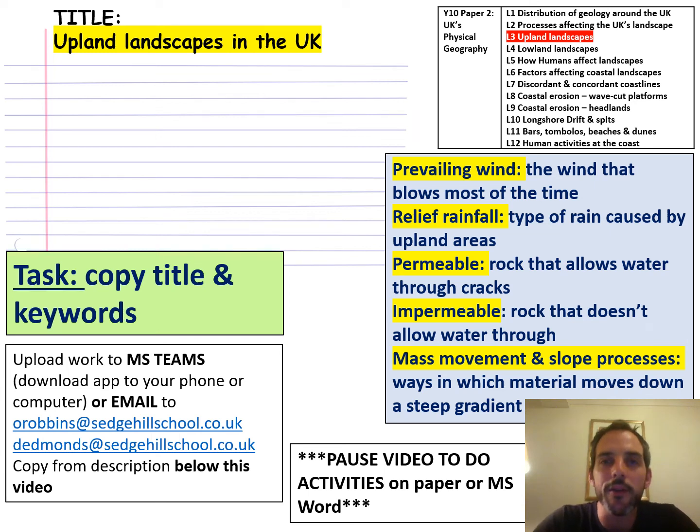Hi, welcome back. This is lesson 3. It's called the Upland Landscapes in the UK. What I'd like you to do in a moment is pause the video and write down the keywords. But there's just 3 things I want to mention.